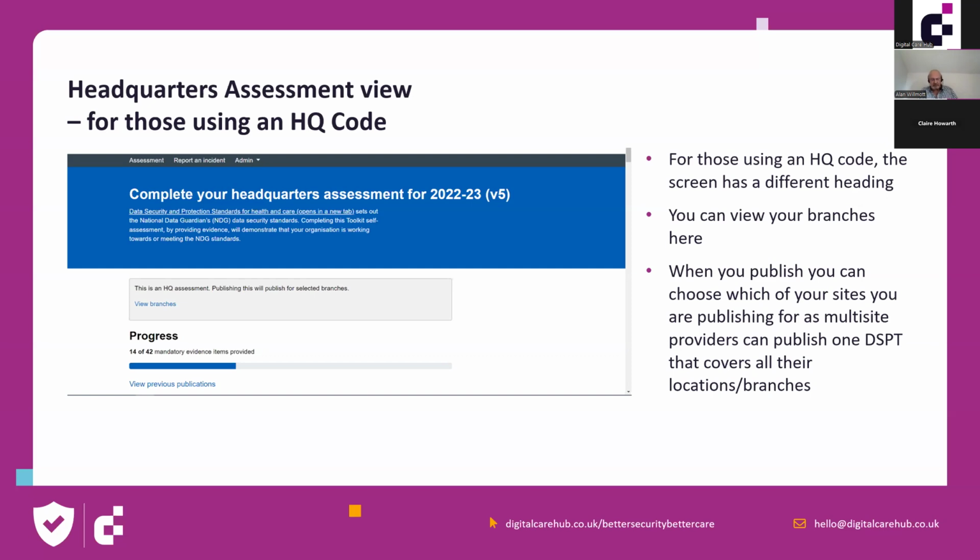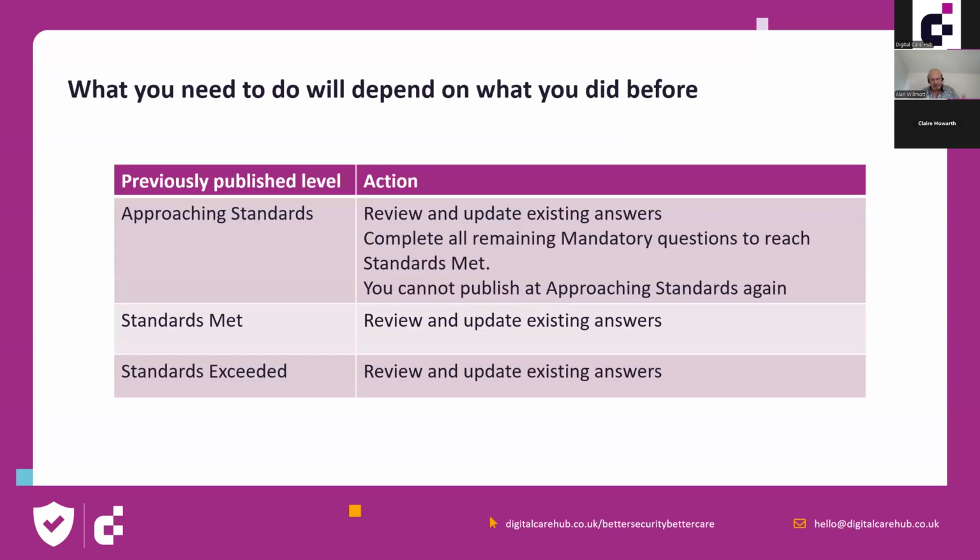Now, the amount of work that you need to do when you're republishing will depend on what level you published at previously. So if you published at approaching standards, then you'll have slightly more work to do in terms of republishing your DSPT. In all cases, you'll need to review and update your existing answers. But if you only published at approaching standards, you will also then need to complete all remaining mandatory questions to reach standards met, because you cannot publish at approaching standards more than once. So you will need to reach standards met when you are republishing.